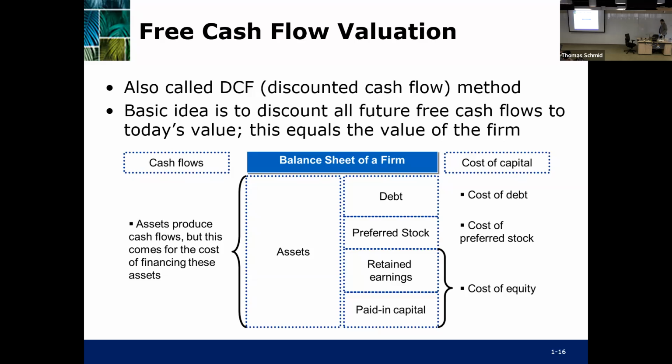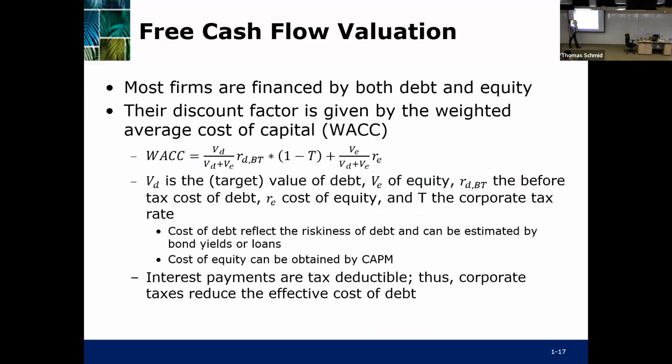Okay? So basic idea, we have assets. Assets generate cash flows. There is a cost for generating cash flows, and the cost is the cost of financing these assets. And how are these assets financed? Well, equity and debt. So basically, this is how we do the discounting. We take the cash flows and discount them by the cost. This will be the discounted cash flow model. If firms are financed by debt and equity, we have to discount the future free cash flows by a combination of both, a combination of the cost of equity and the cost of debt. And this is called the WACC, the weighted average cost of capital.